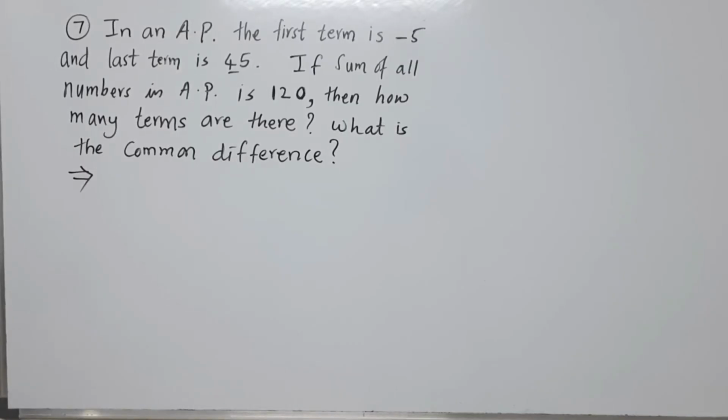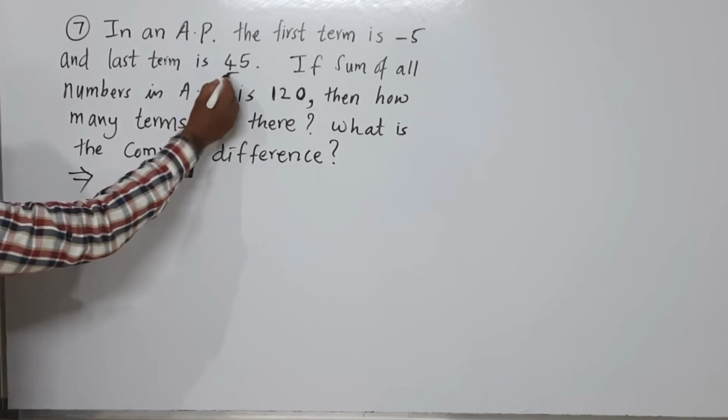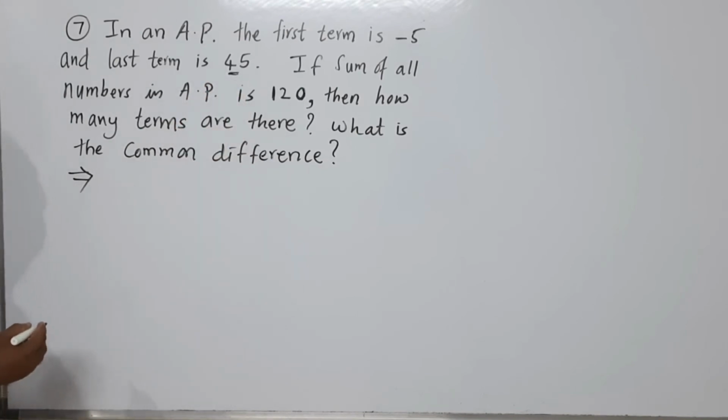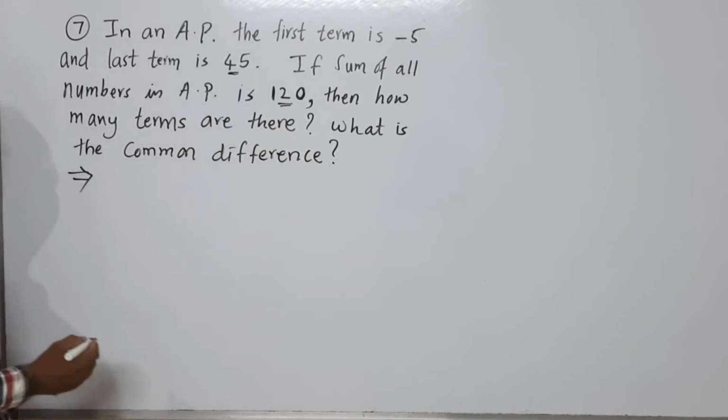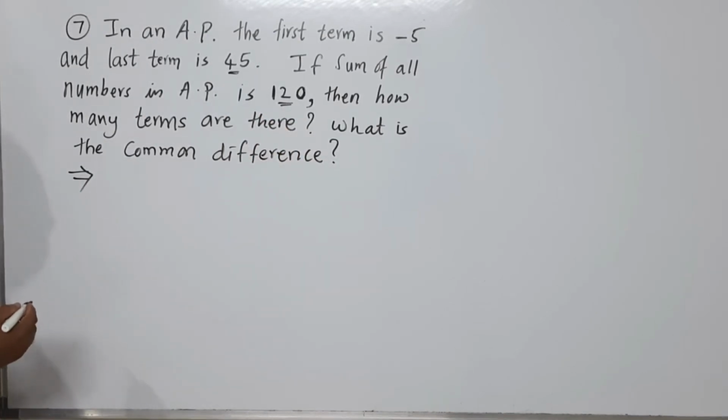So the 10th term of an arithmetic progression is minus 1. Seventh example: in an arithmetic progression AP, the first term is minus 5 and the last term is 45. Here, if the sum of all terms of an AP is 120, then how many terms are there in the AP and what is the common difference?